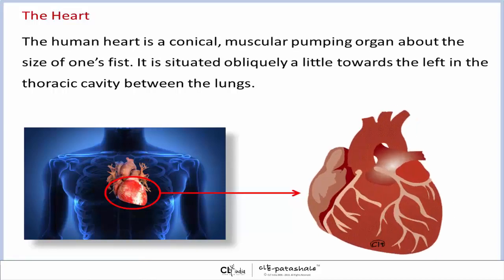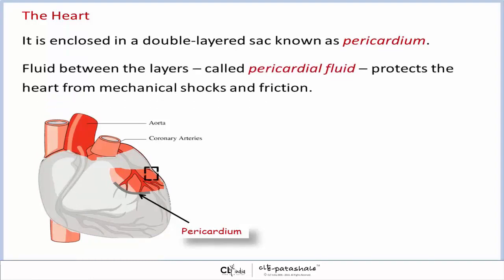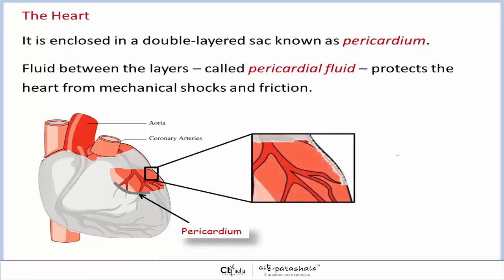The heart. The human heart is a conical, muscular pumping organ about the size of one's fist. It is situated obliquely a little towards the left in the thoracic cavity between the lungs. It is enclosed in a double-layered sac known as pericardium. Fluid between the layers, called pericardial fluid, protects the heart from mechanical shocks and friction.